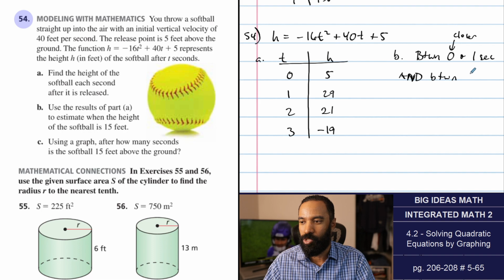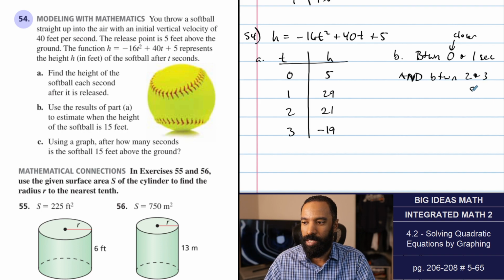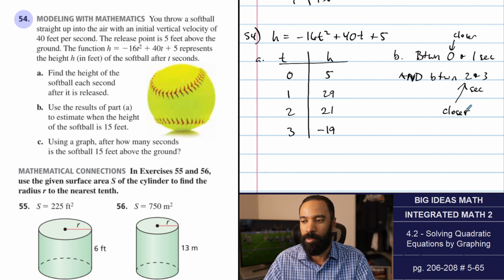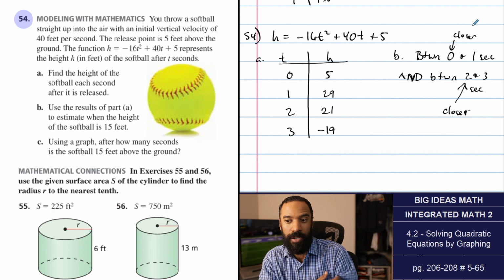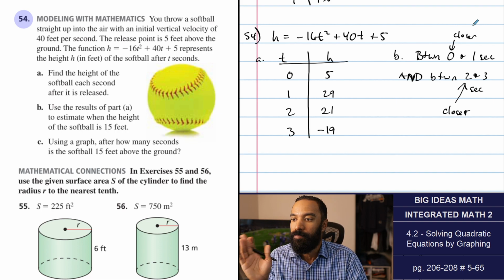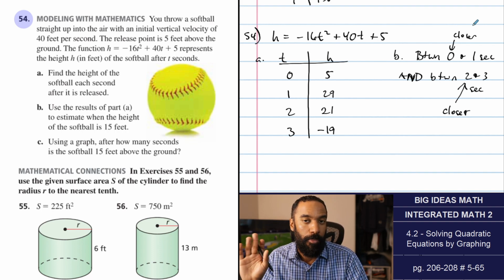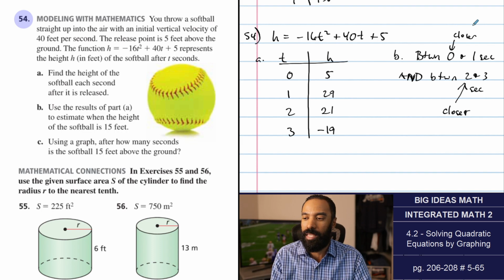Between 2 and 3 seconds, right? Closer to 2. Now, the axis of symmetry is not like at 1 or something like that. So this is much closer to 2 than it is to 0. For 0, I'm going to guess it's probably around 0.4 seconds. For 2, I'm going to guess it's really close to 2, like 2.1, 2.2, something like that.